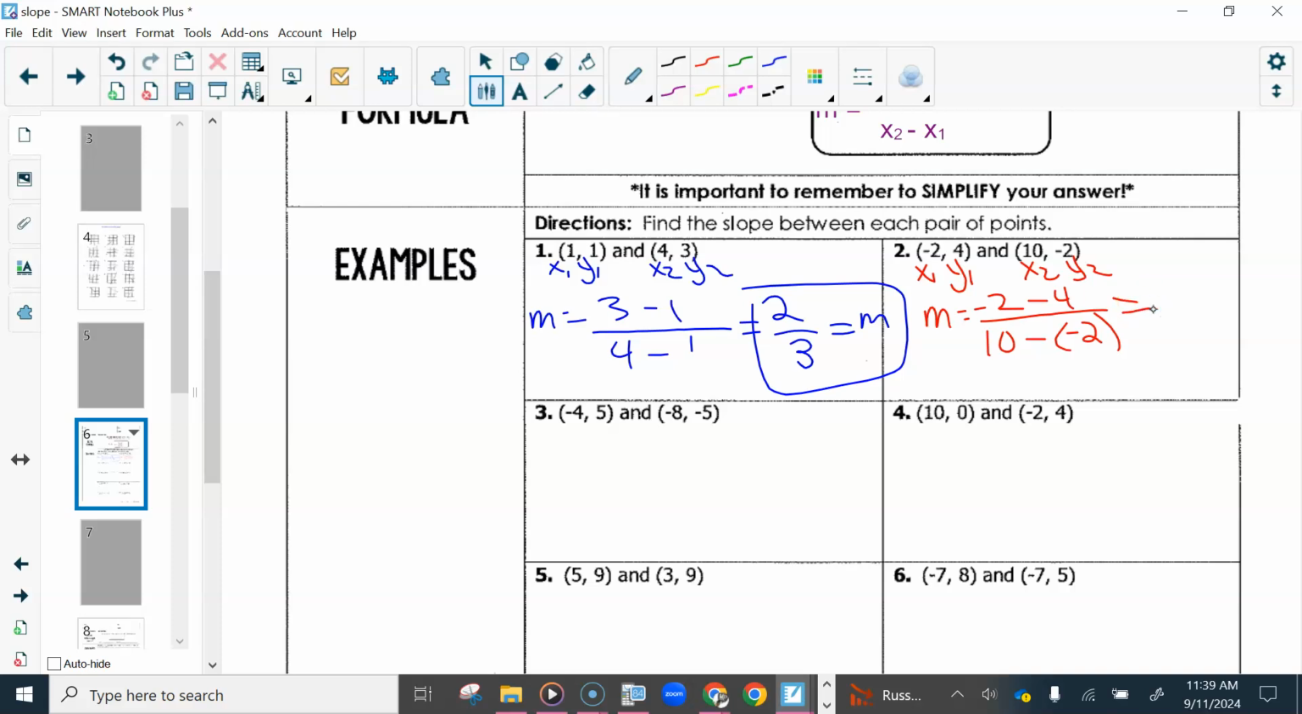Negative 2 minus 4 is what? Negative 6. And then if you want to change this first, you can. 10 minus a negative is going to become a plus. And then 10 plus 2 would be 12. Can that be simplified? Yes. So negative 1/2. Any questions so far?